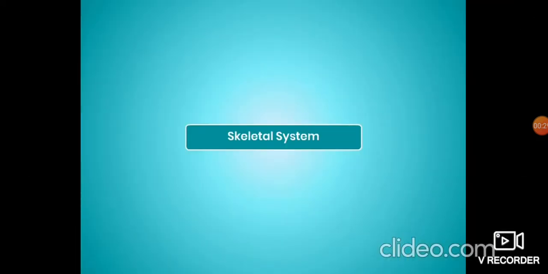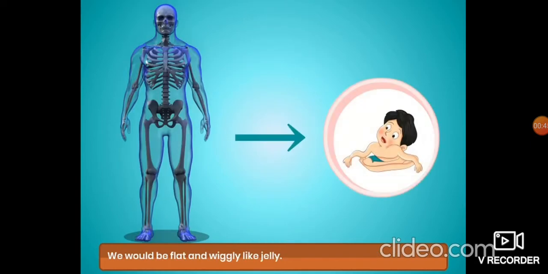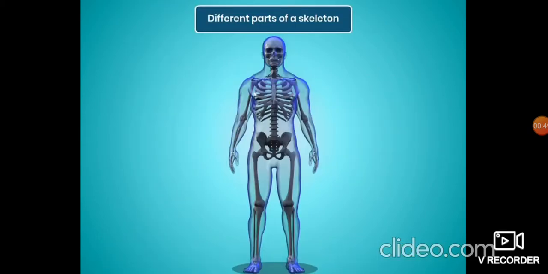First of all, what do you mean by skeletal system? Skeletal system is a framework of bones. There are 206 bones of different shape and size in an adult, whereas a child has more than 350 bones. They fuse together to form human skeletal system. If there is no skeletal system, then we would be flat and wiggly like jelly.